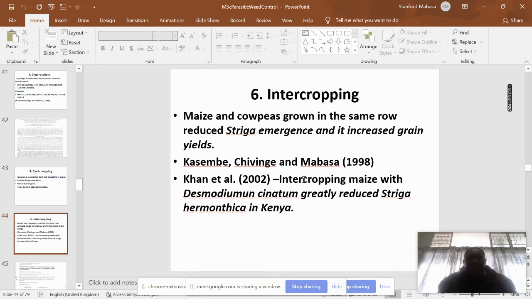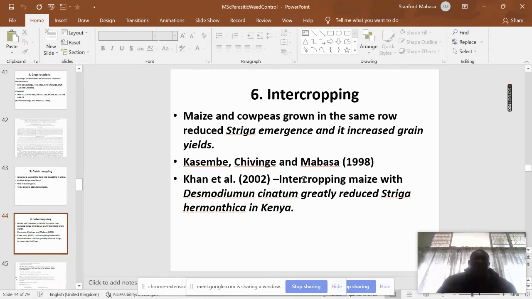Intercropping. This is when you mix crops. For example, maize and cowpeas grown in the same row were found to reduce Striga emergence, and it increased grain yield. This was reported by Kasembe, 1998.